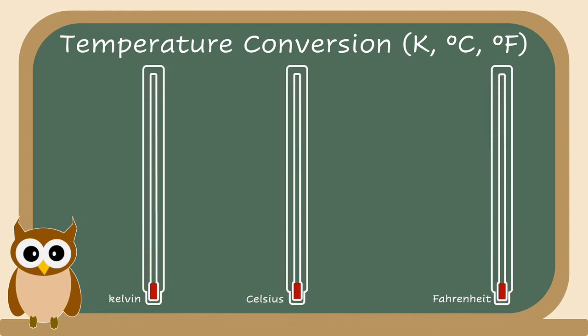So, how does the Kelvin scale compare to Celsius and Fahrenheit? Well, the freezing points of water we know are 0 degrees for Celsius and 32 degrees for Fahrenheit. So for Kelvin, this comes out at 273.15. Try and remember this value, as it will be very useful when making conversions in the future.